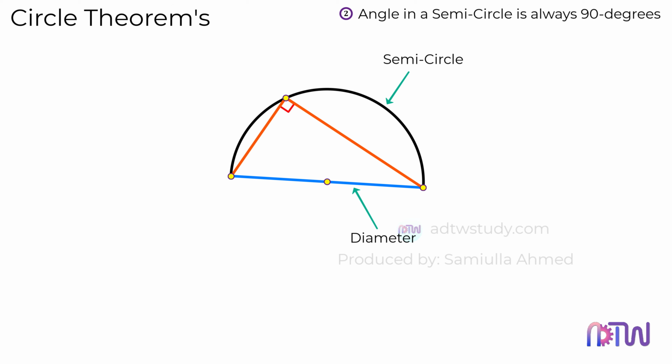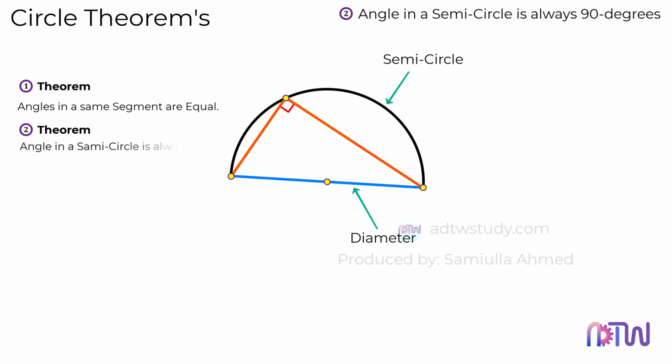To put it simply, any angle subtended by the diameter at the circumference of the circle will always be a right angle, or 90 degrees. This theorem is essentially a special case of the angles in the same segment theorem, where the segment happens to be a semicircle. So, there you have it. The angles in the same segment are equal, and the angle in a semicircle is always 90 degrees.